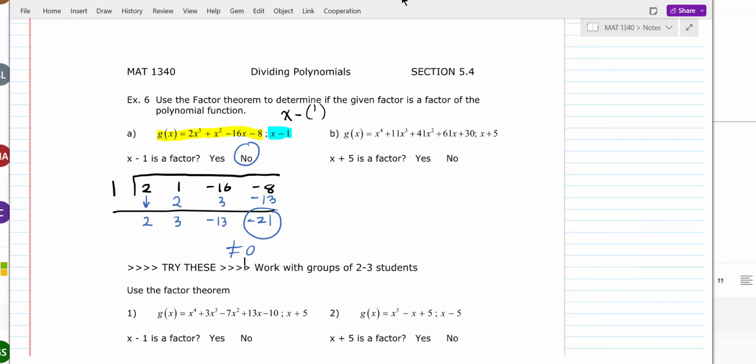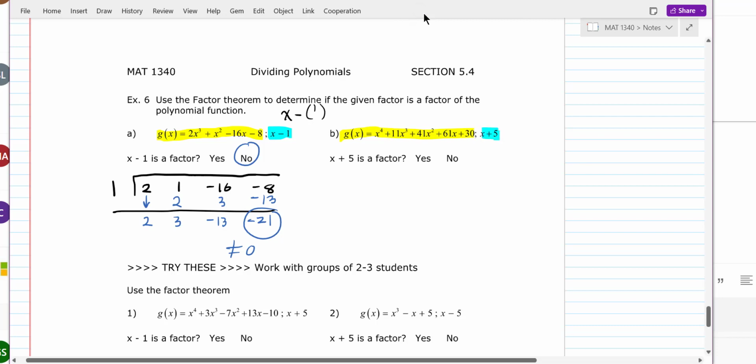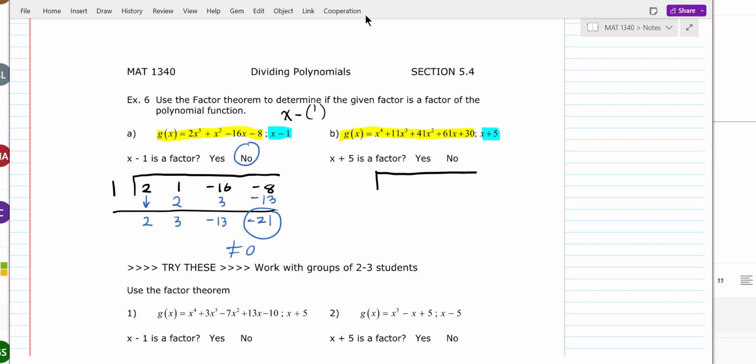Okay, next problem. What we're going to do on this is, it looks like I've given you this polynomial function, and we're going to check to see if x plus 5 is a factor using the factor theorem. So I'll put the coefficients. We have 1, 11, 41, 61, and 30. And then this time we're going to use -5. Okay, so we want to do that.